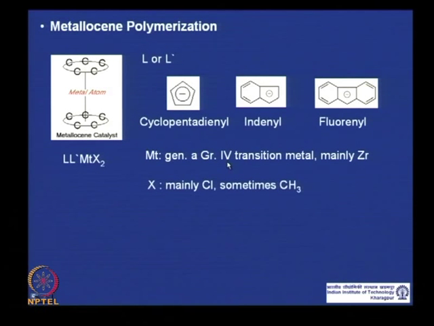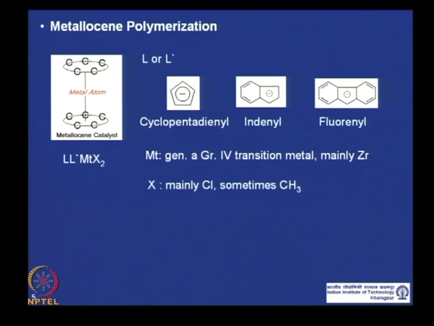Generally, the metal used is a group 4 transition metal, and in most cases it is zirconium. So zirconocene is what is mostly used in metallocene polymerization, and X is in most cases a chloride and sometimes CH3. Now, like the titanium transition metal in Ziegler-Natta polymerization, this requires another co-catalyst like alkyl aluminum, as in the case of Ziegler-Natta polymerization. But if you use alkyl aluminum, then the stereospecificity was not very high.